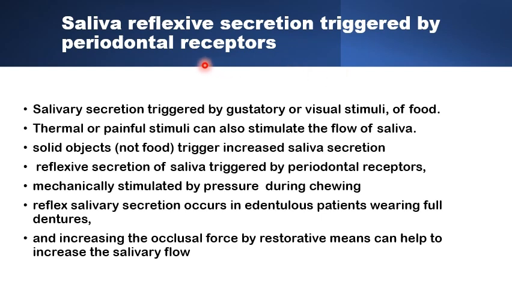Some of the reflexive salivary secretion comes from the periodontal receptors. These receptors would be mechanically stimulated by the act of chewing, not necessarily food. Chewing on solid objects, for example wax, could also trigger the reflex secretion. This reflexive secretion from the periodontal receptors is still maintained even in edentulous patients. If they wear full dentures, they can still have the reflexive secretion of saliva when they are chewing, and the salivary output could increase by increasing the occlusal force by full restorative means in the case of edentulous patients.